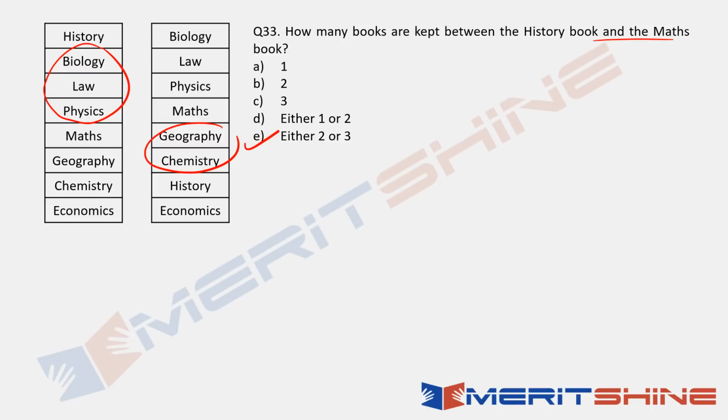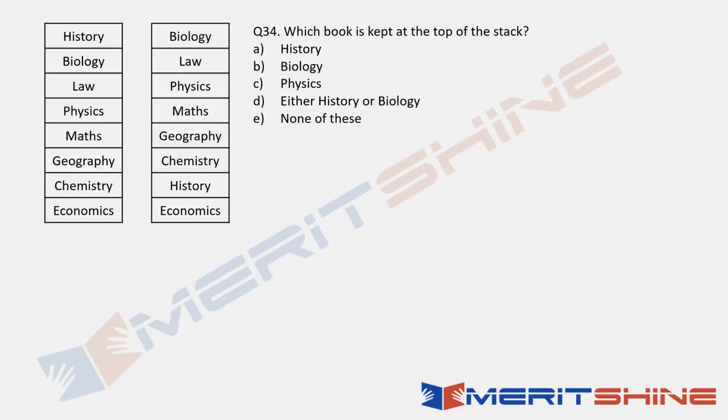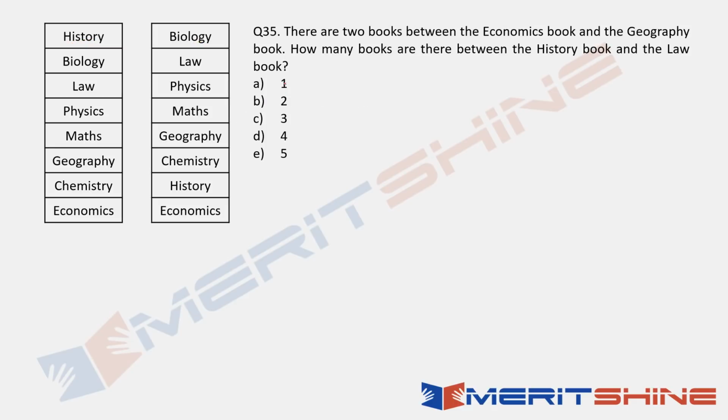Fine. So what I realized was that many people got question number 31, 32 correct, messed up 33, 34, 35. So once you see this, you should realize that there's another possibility, right? Question number 34, which book is kept at the top of the stack? It's either history or biology. So that's option D. And the last one, there are 2 books between eco and geography.